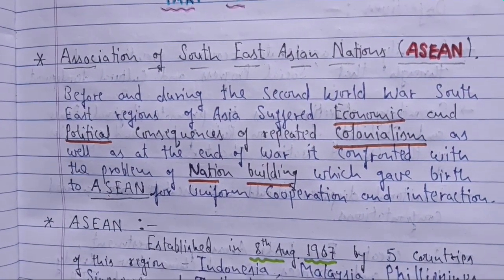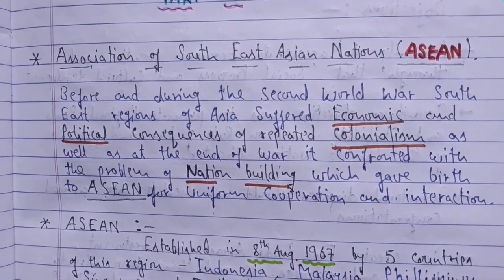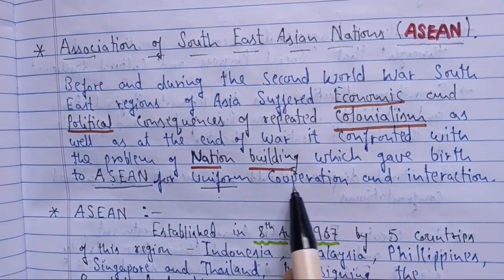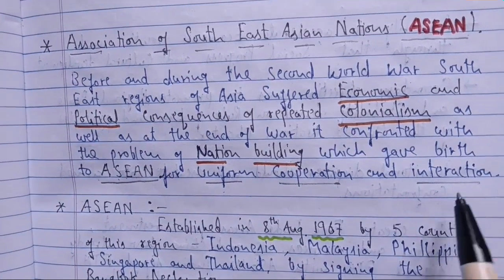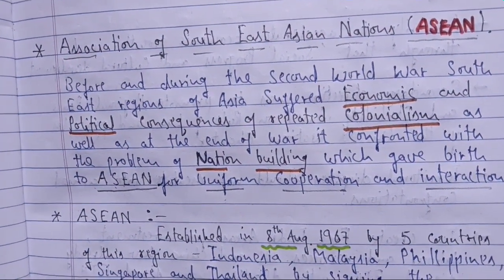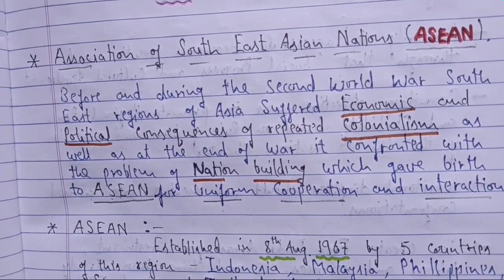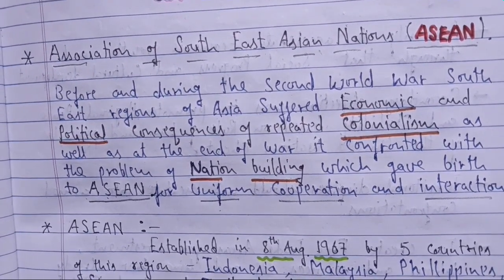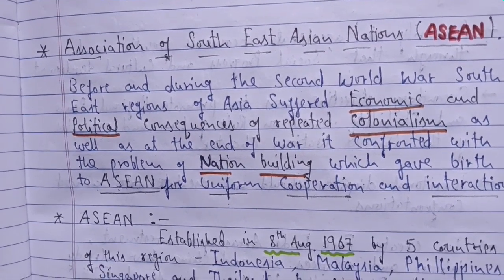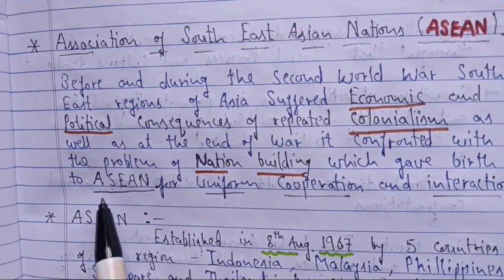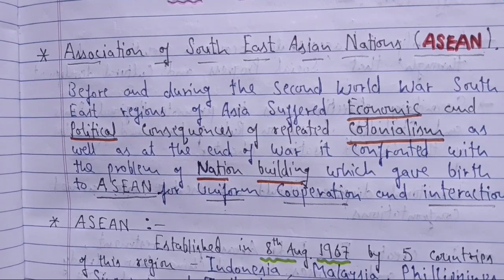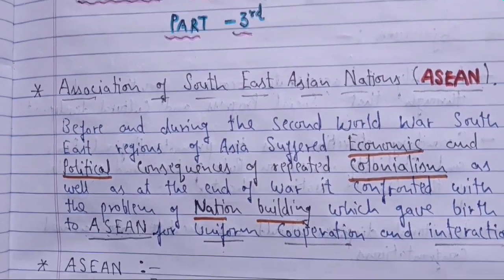I showed you the map. So after independence, this group of countries formed a group for uniform cooperation and interaction, because independently they could not have been as successful and as comfortable and strong economically, politically and socially as they are today. So they formed the Association of Southeast Asian Nations, and their purpose was cooperation and interaction.